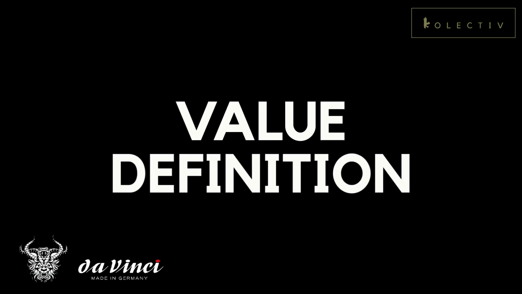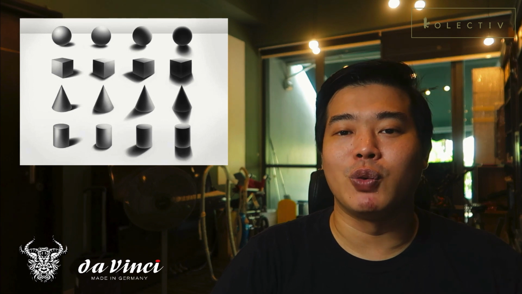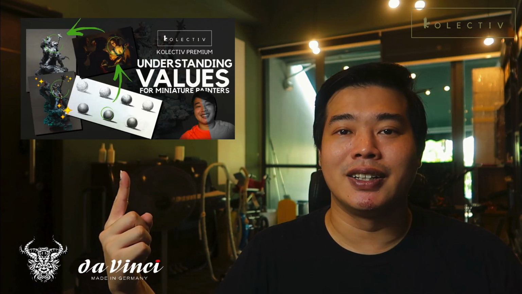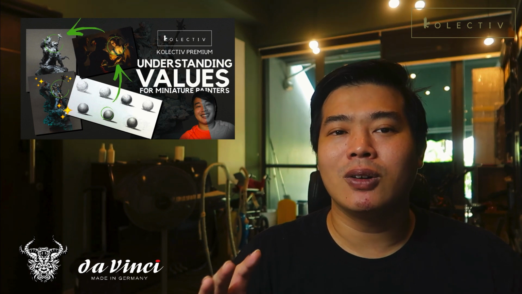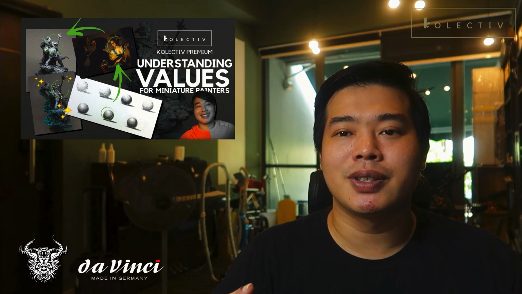Tip number 1, value definition. So in value definition, we use values to help communicate the type of shape and form of the miniatures. As you can see in my video right here about understanding values, you can also see how light interacts with different shapes. One example I'm going to use today would be Samson the dwarf from Zombicide.